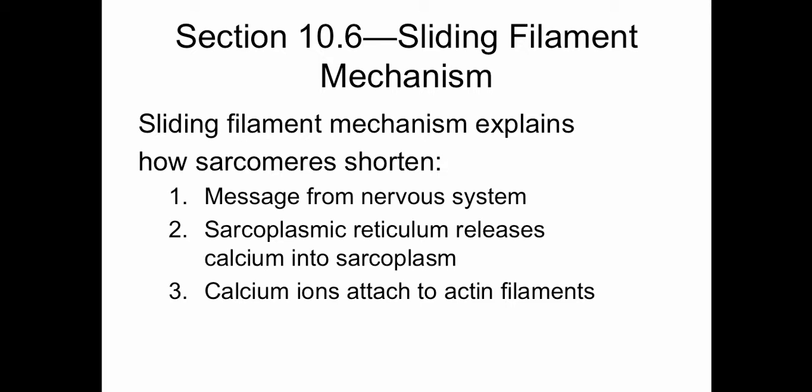The sliding filament mechanism explains how sarcomeres shorten. A message is sent from the nervous system. The sarcoplasmic reticulum releases calcium into the sarcoplasm. Calcium ions then attach to the actin filaments.